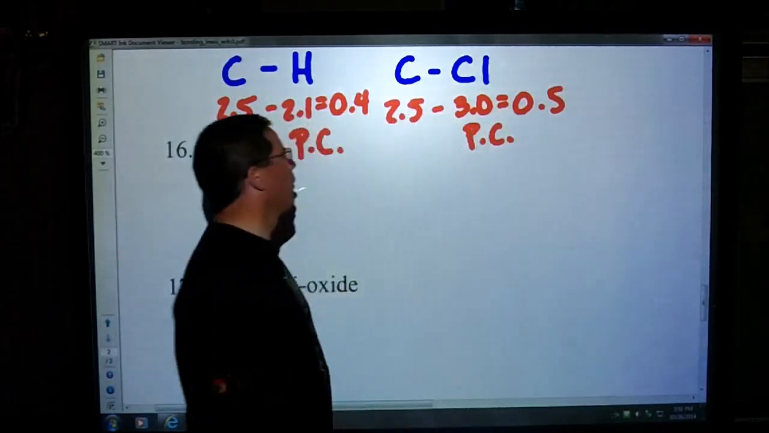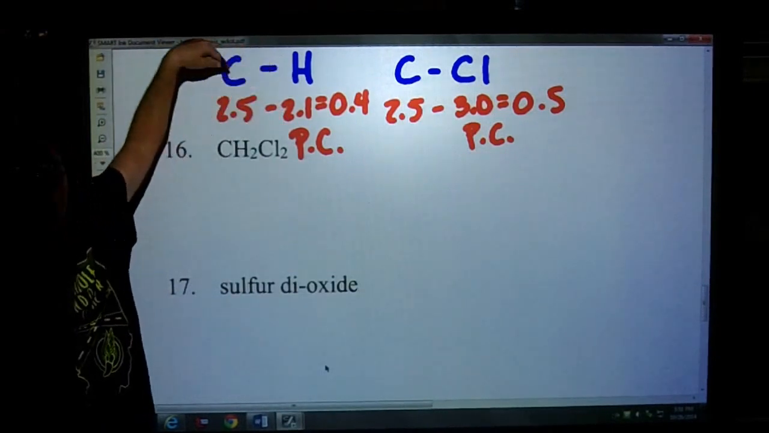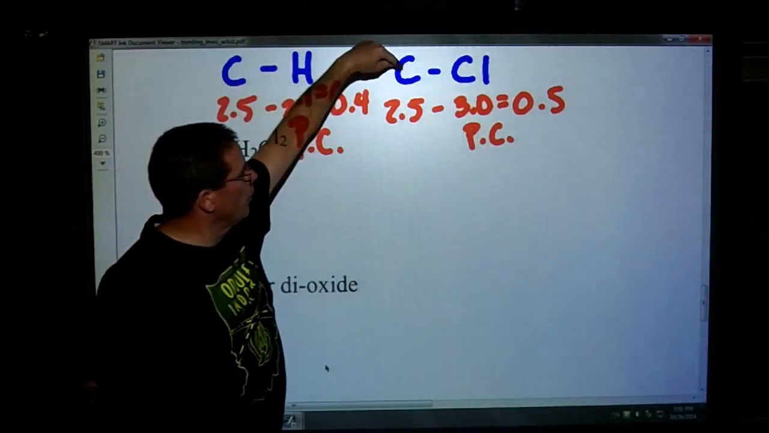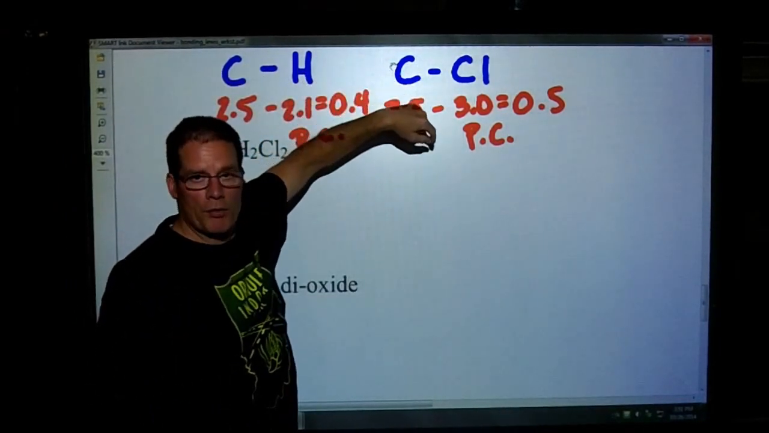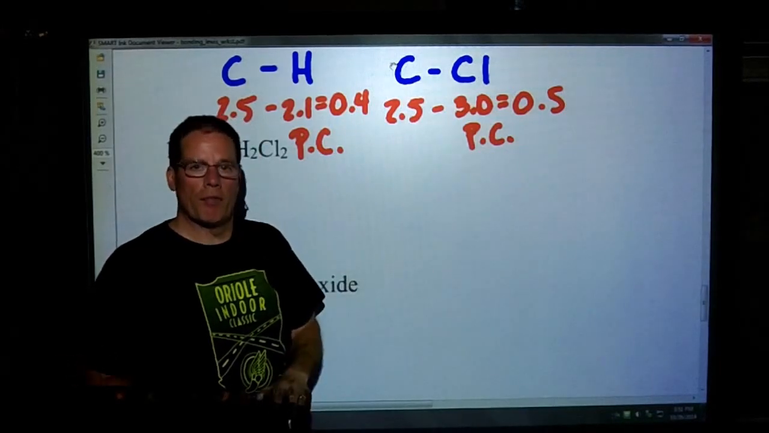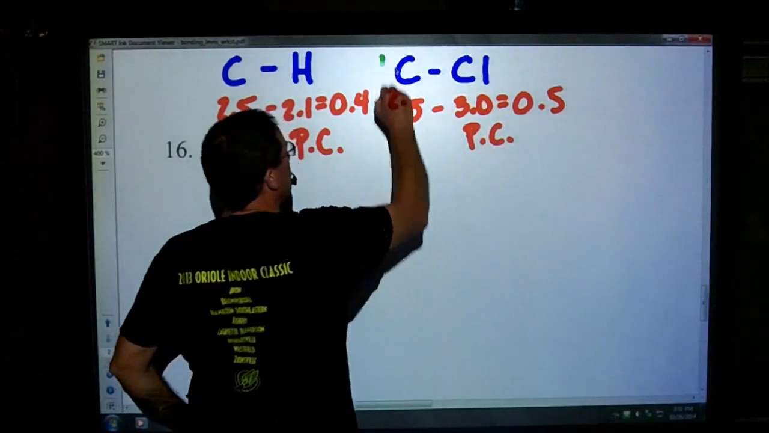However, what's interesting is, in this scenario, the carbon has a partial negative charge. In this scenario, the carbon has a partial positive charge. And that's okay. I don't want you to freak out about that. In some cases, that could happen.